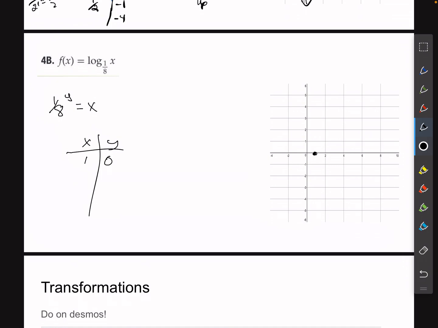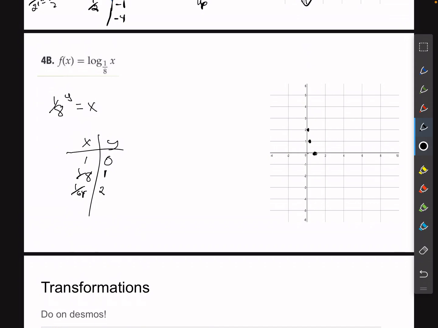Then if I plugged in... what's crazy about this one is if I plug in, let's just do this, a 1, I get 1/8. So at 1/8 on the x, I am at +1. Something like that. If I plug in a 2, I'm at 1 over 64. So I'm really close to 0 and I'm up at 2. So you kind of get the point of what's happening there.